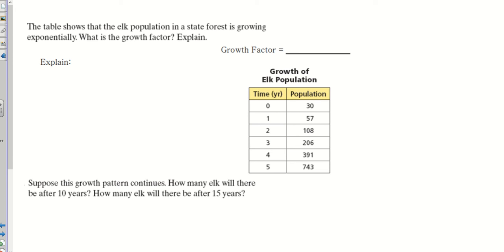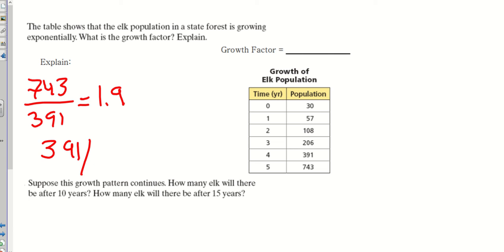We have to figure out what we are multiplying by every single time. And we're going to do that by doing the opposite of multiplication, which is division. And I'm going to check it multiple times just to make sure that it is constant. So 743, the last number in my table, divided by the number before it, is 1.9. 391 divided by the number before it is 1.9.